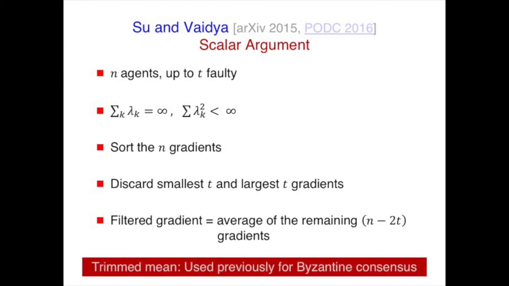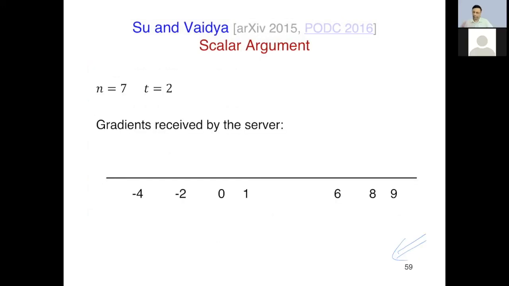This kind of filter has been used in other settings, in particular the so-called problem of Byzantine Consensus, which can be thought of as a very special case of the fault-tolerant optimization that we're discussing here. But this filter was used to achieve Byzantine Consensus, or agreement, in the case where some agents may be Byzantine. But now one can apply this to the case of Byzantine fault-tolerant optimization too.